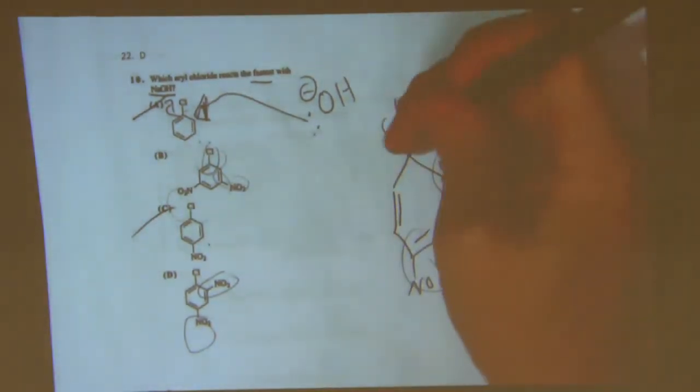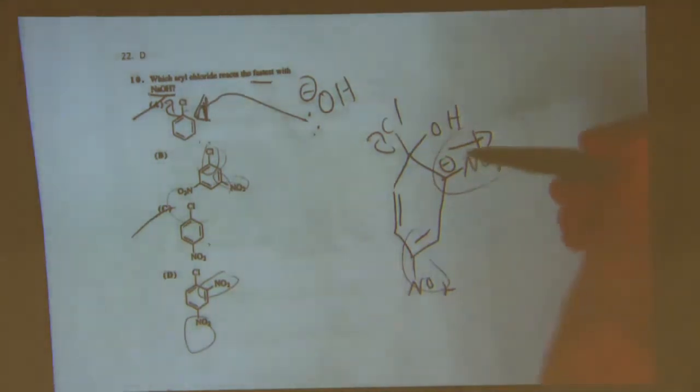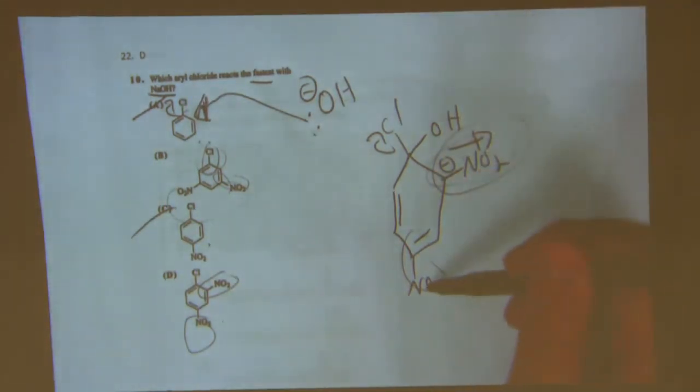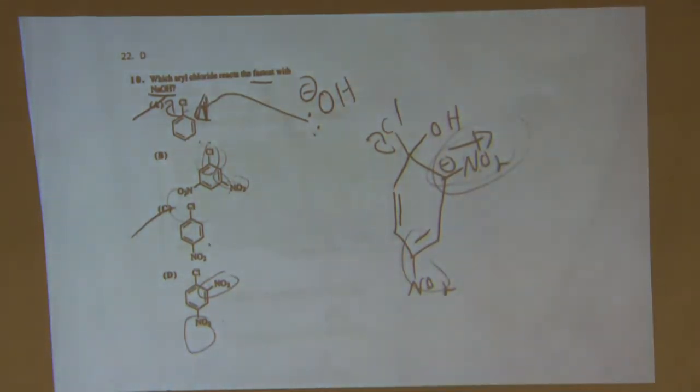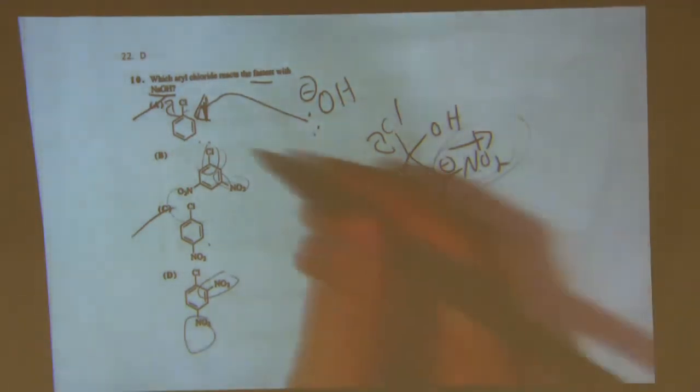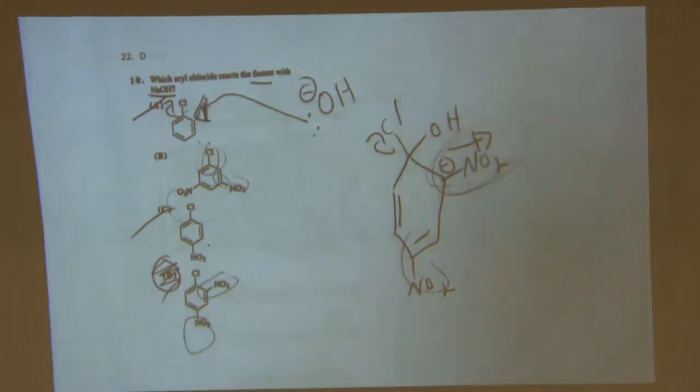So once this ends up doing its substitution and everything, that's fine. But the fact that your deactivators are ortho-para to your leaving group makes your nucleophilic substitution happen quicker, because you get the intermediate where your negative charge is directly next to your electron withdrawing group.